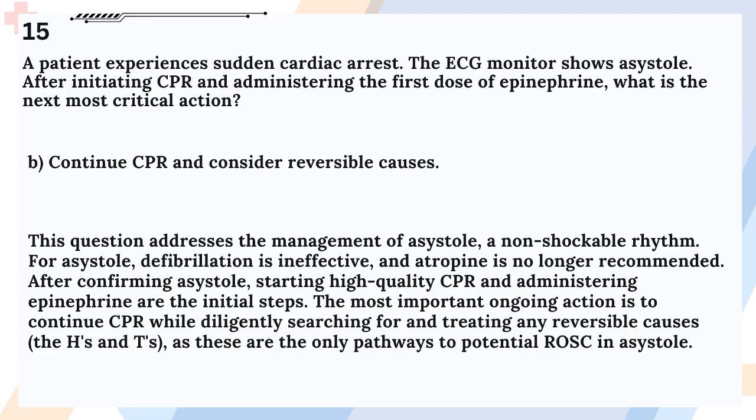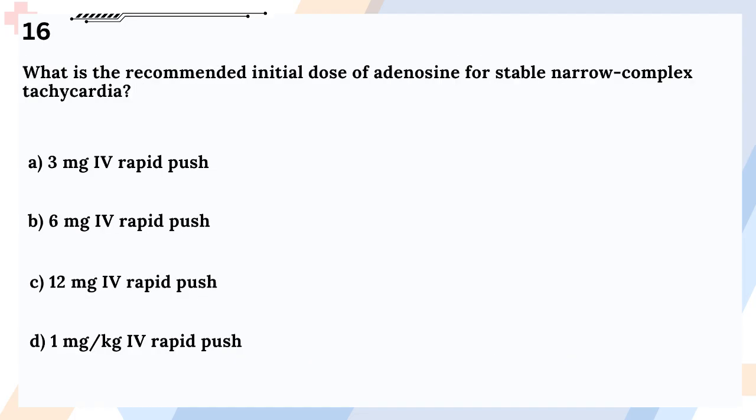Answer: B. Continue CPR and consider reversible causes. This question addresses the management of asystole, a non-shockable rhythm. For asystole, defibrillation is ineffective, and atropine is no longer recommended. After confirming asystole, starting high-quality CPR and administering epinephrine are the initial steps. The most important ongoing action is to continue CPR while diligently searching for and treating any reversible causes, the H's and T's, as these are the only pathways to potential ROSC in asystole.